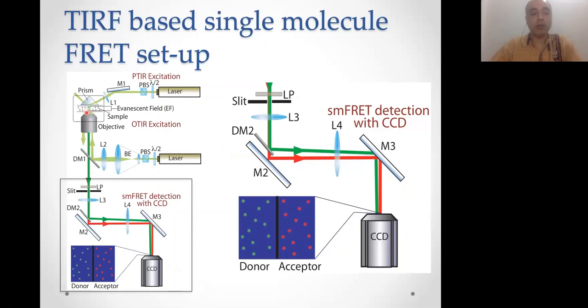This again could be an objective type TIRF or a prism type TIRF, but emission from both these molecules, the donor as well as the acceptor, can be imaged by spectrally separating them using a dichroic mirror onto the camera, but not on top of each other. You separate them and place them next to each other. Okay, for every donor you will have an acceptor as shown in this particular system, if you have been able to label them together with the same pair of dyes. And you can take these corresponding images and measure their intensities.